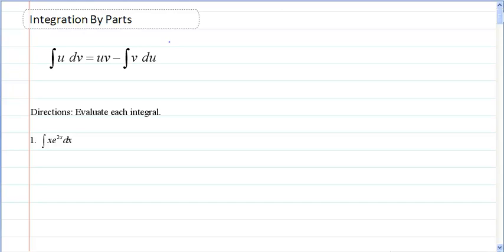In this lesson, you will learn how to use integration by parts. Integration by parts is used when you have a product, a quotient, or a chain rule, and u-substitution fails.